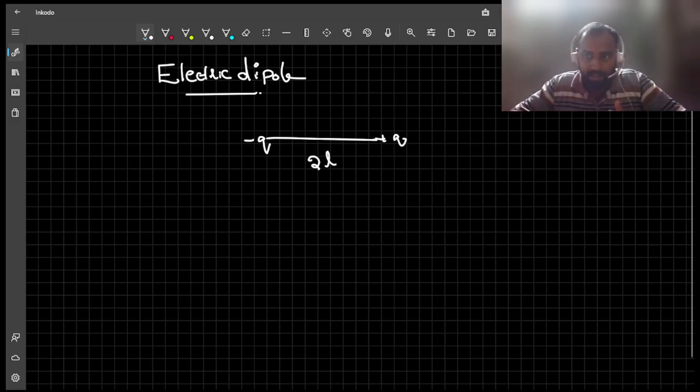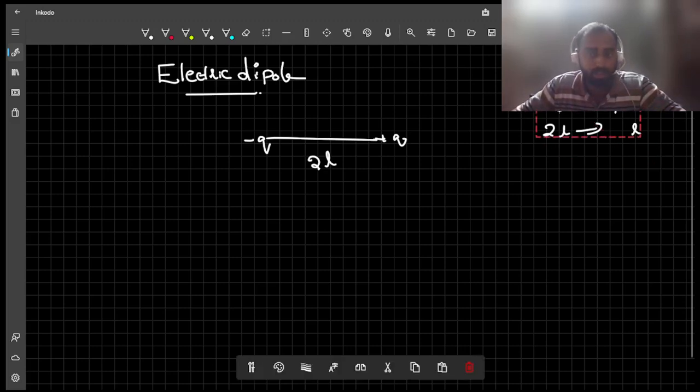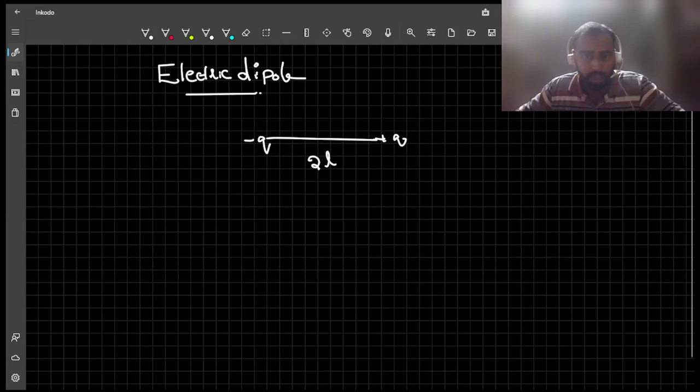It is not necessary, but I am taking 2L here because in the following steps, at some points I have to take half of the dipole length. If I take L, I have to write half of the length as L by 2. But if I take 2L, I can write this as L. So it makes the calculation somewhat easier. That's why I'm taking 2L as the length. So two equal and opposite charges separated by a small distance is called an electric dipole.